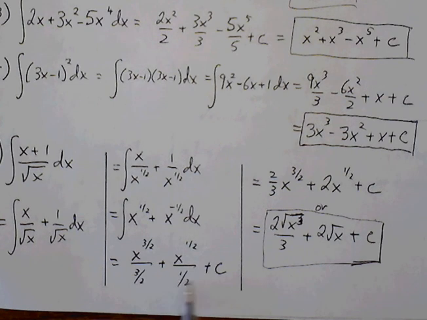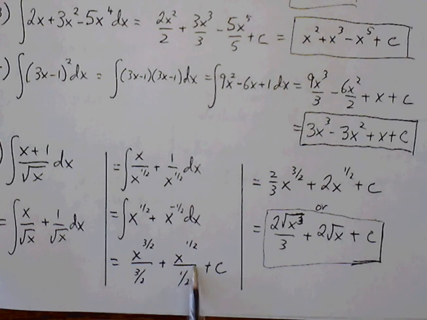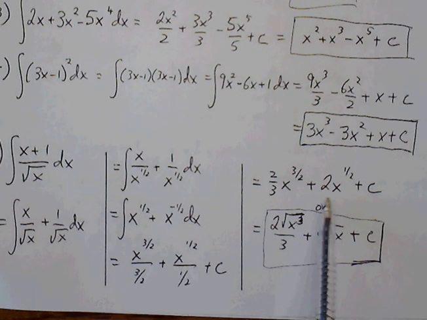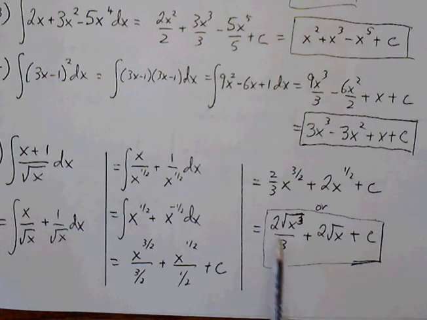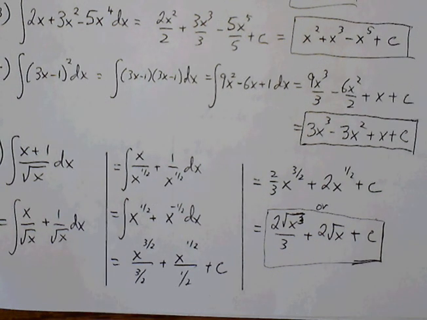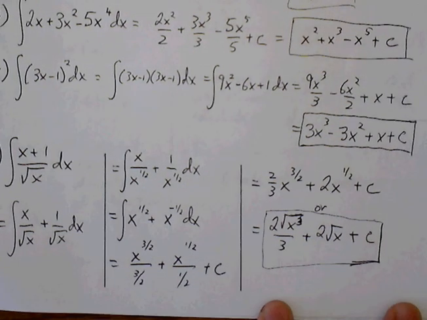Okay. If we move the 3/2 to the top, we have to flip the fraction, so we get 2/3. If we want to bring the 1/2 up to the top, we have to take the reciprocal, so 2 over 1. So we get 2/3 x to the 3/2 plus 2 x to the 1/2 plus c. Or we can rewrite it as 2 square root of x cubed over 3 plus 2 square root of x plus c. So either form is fine. You just have to know how to identify it in case it's a multiple choice question.